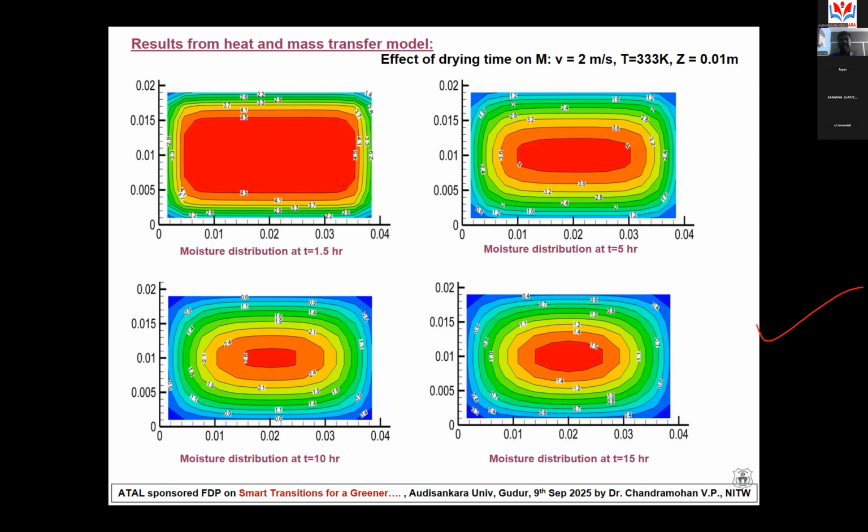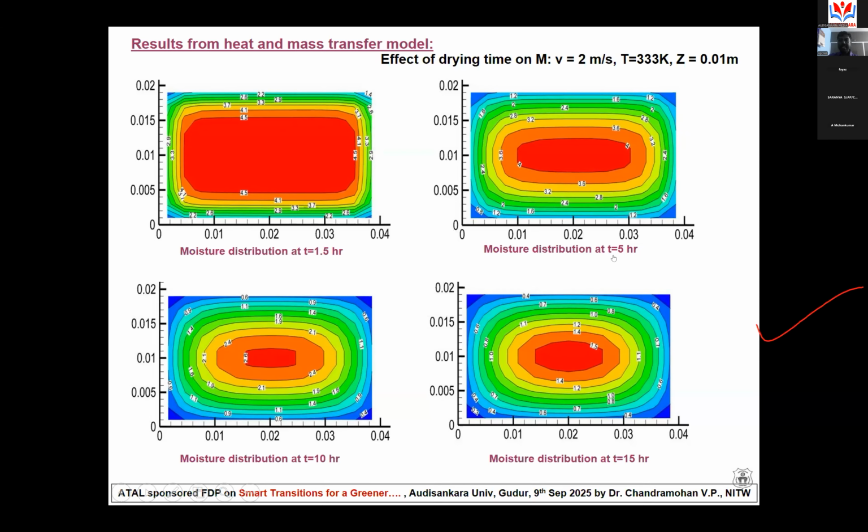It means the food product is always dried from the surface, and the interior moisture content is diffused towards the surface, and from the surface the moisture is removed again. The same thing I explained in the introduction of the drying. That aspect is perfectly reflected in this moisture distribution of the food product. Here you can see the inside moisture content is more and the outside moisture content is less.